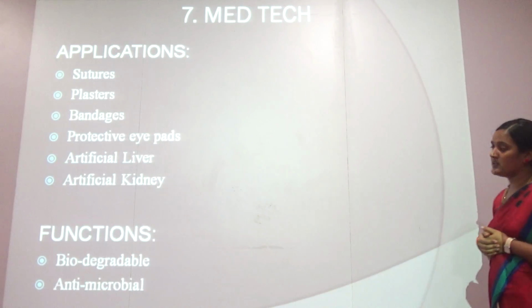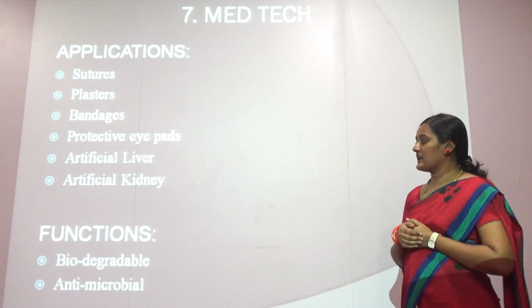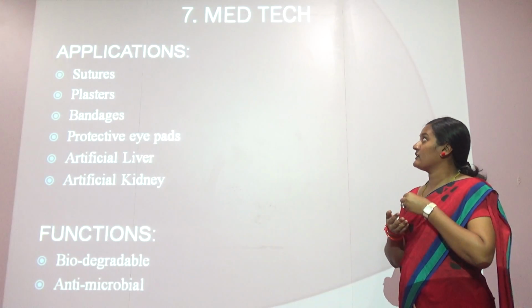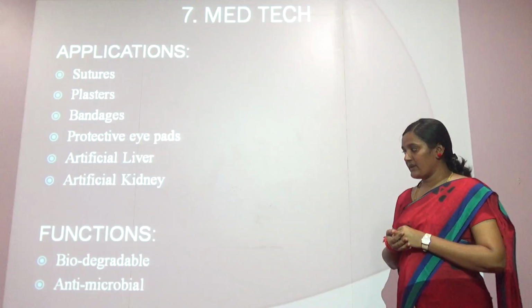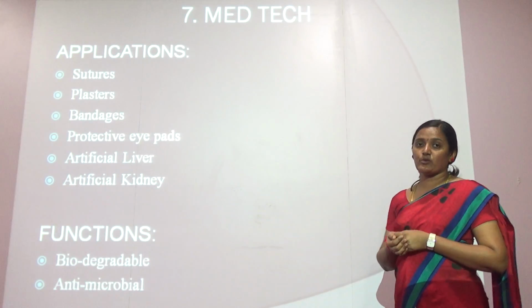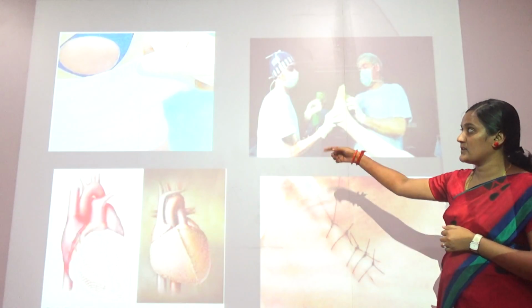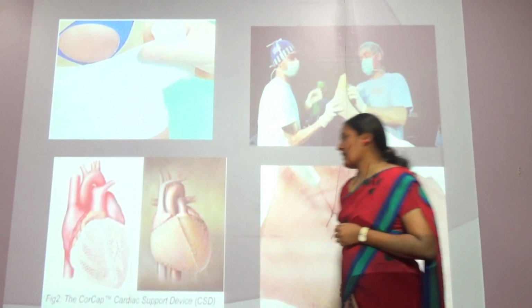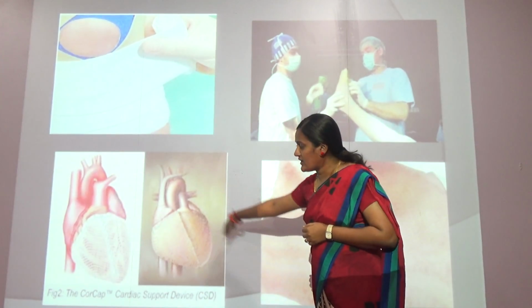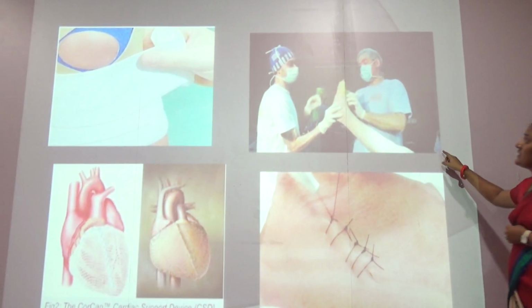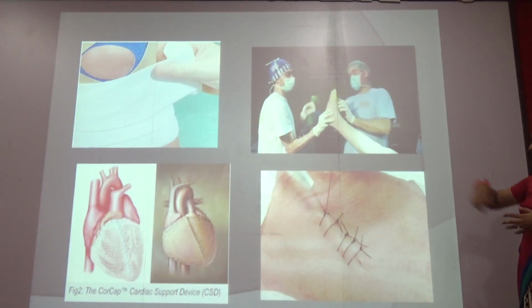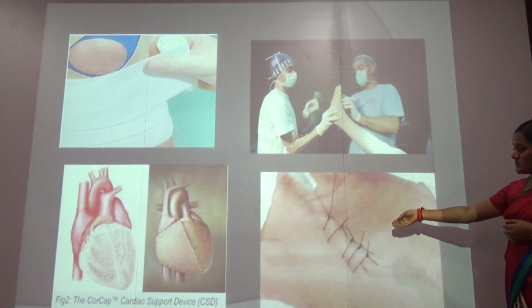And functions: the main function we look for while selecting medical textile products is biodegradability. The fiber should have the property of being biodegradable, and it should also have an antimicrobial property. Next slide. So these are the pictures. This is the orthopedic bandage, and here comes the cardiac support device which is covered with the medical textile material, and here the gloves, the cap, the gowns, whatever they are using, also come under medical textiles. And this is the suture which we use to stitch the thread.